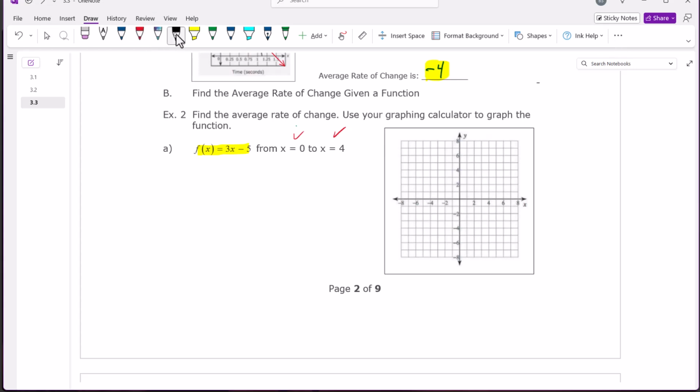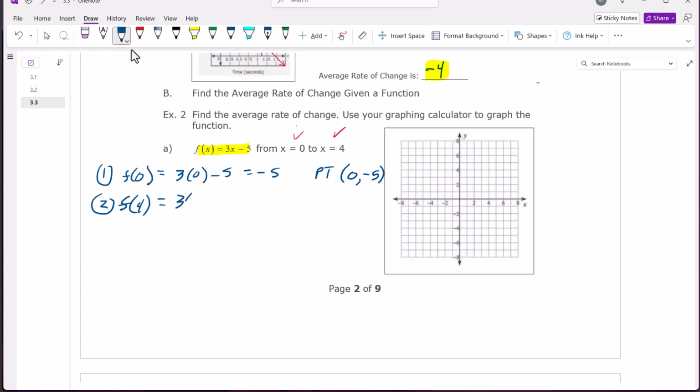So what I'm going to do on this is we need to find two things. We need to find f of 0. So we just plug in and do 3 times 0 minus 5, which gives me -5. So that gives me a point (0, -5). Second thing you want to do is f of 4. So we do 3 times 4 minus 5. Work that out. That will be 12 minus 5, so that will be equal to 7. So that gives you another point, which is (4, 7).